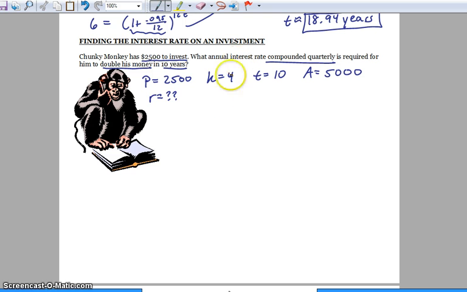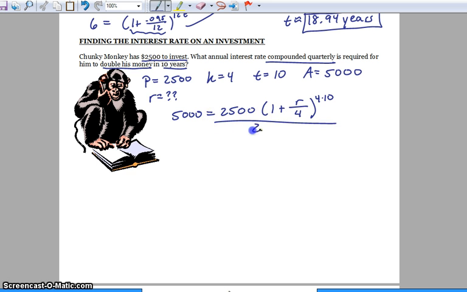So again, we're plugging into that same equation. So our amount, which is 5,000, is going to equal the principal amount, 2,500, times 1 plus R, which is what we're looking for, all over K, which is 4, all to the 4 times T, so 4 times 10.